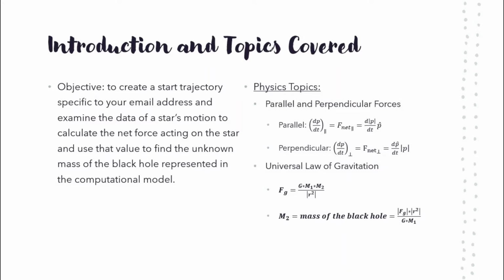The universal law of gravitation is also displayed in this lab because we're using it to find the mass of the black hole, since we are already given the mass of a nearby star. By modifying the law of gravitation and its equation, the mass of the black hole can be calculated using the equation shown here, which is the gravitational force times the magnitude of the displacement squared over the gravitational constant times the mass of the star.